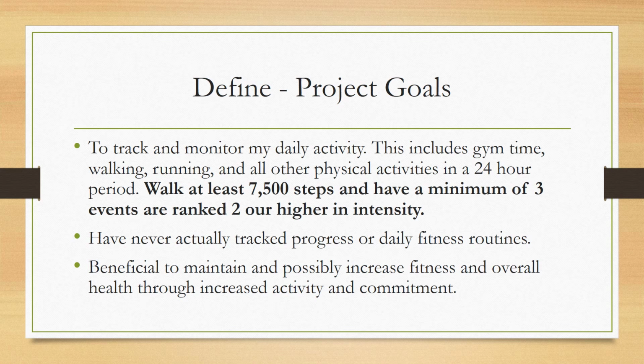To make a more specific goal, our actual goal is a two-piece goal. One piece being that I walk at least 7,500 steps a day, and the other piece of the goal is that I have at least 3 events that are ranked 2 or higher in intensity. Now, the intensity ranking is a subjective ranking that I've made up from 0 to 5. 0 being no activity at all, 2 or 3 being maybe running or walking, and those 4s or 5s are going to be like a really heavy hike or a really intense workout or a really, really long run, something like that. So it's just a ranking I give myself, and I want at least 3 of those a week.